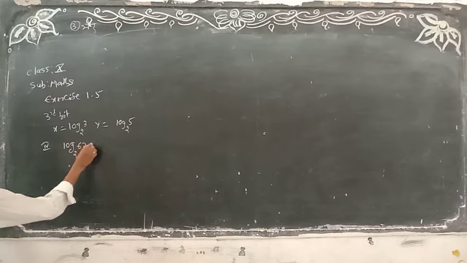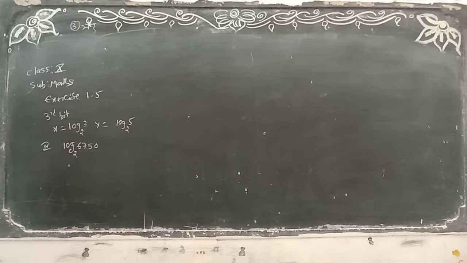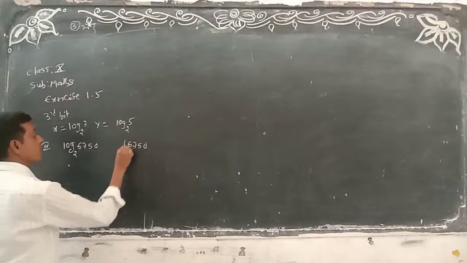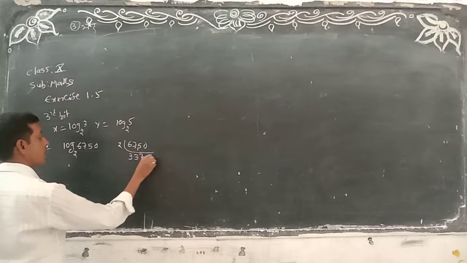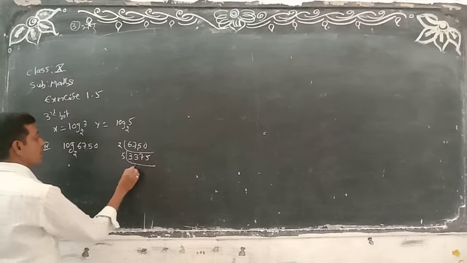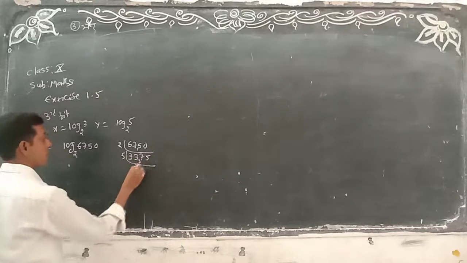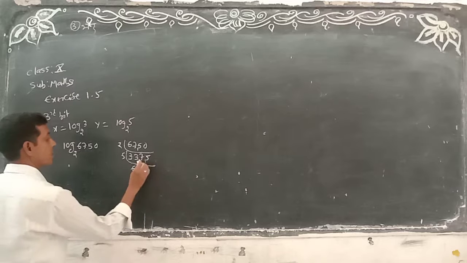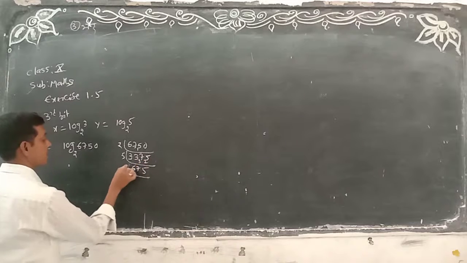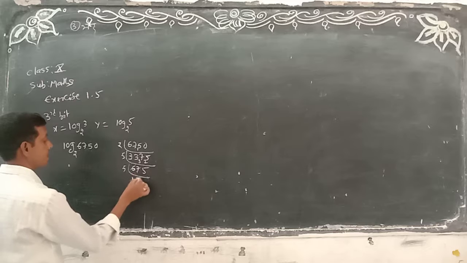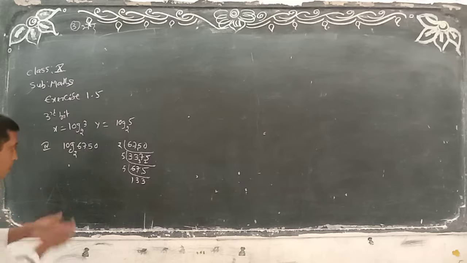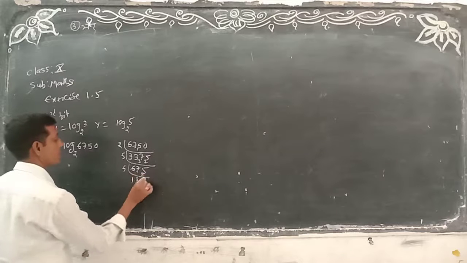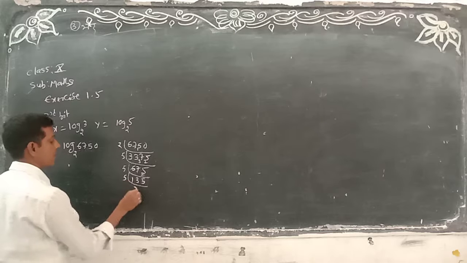Log base 2 of 6750. For 6750, you have to do the factorization. 6750: 2 3s are 6, 2 3s are 6, 2 7s are 14, 5 is 5 6s are 30, 3 carry, 5 7s are 35, 2 carry, 5 1 is 5, 5 3 is, 5 3 is, 5 2 is 10.